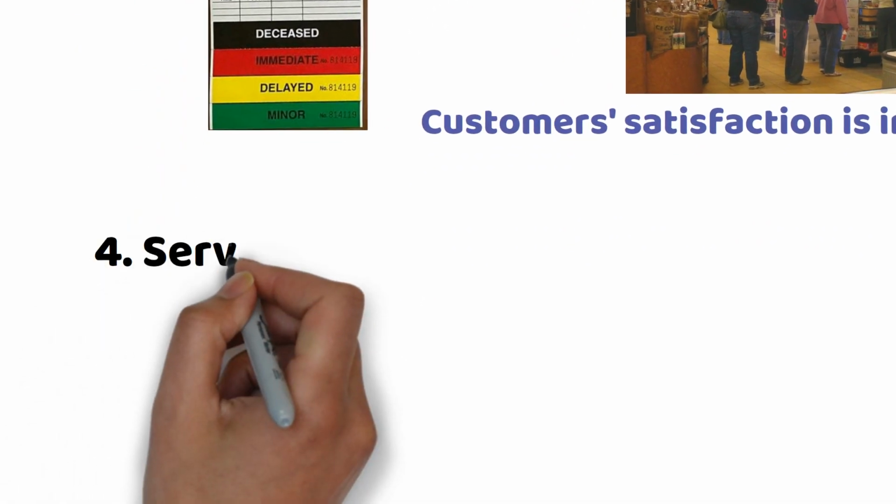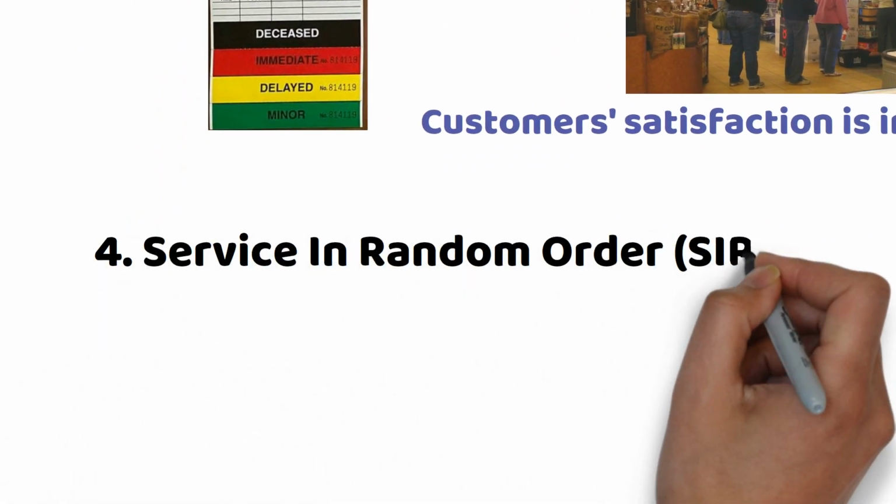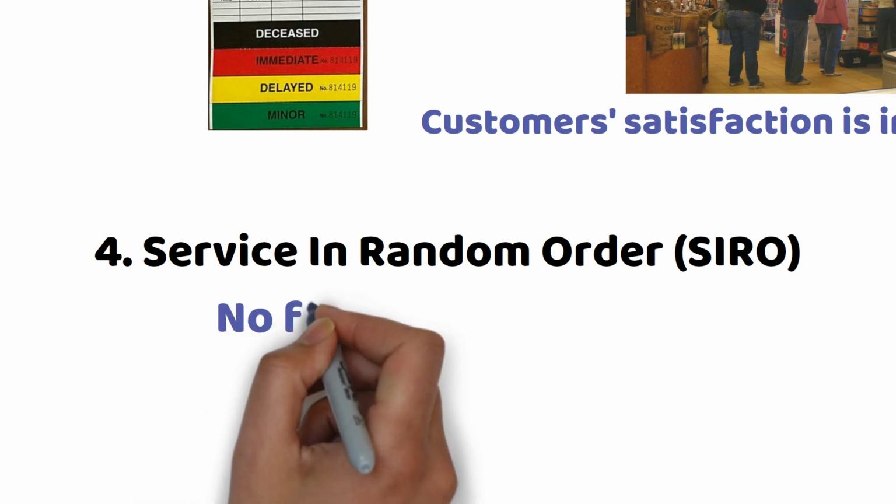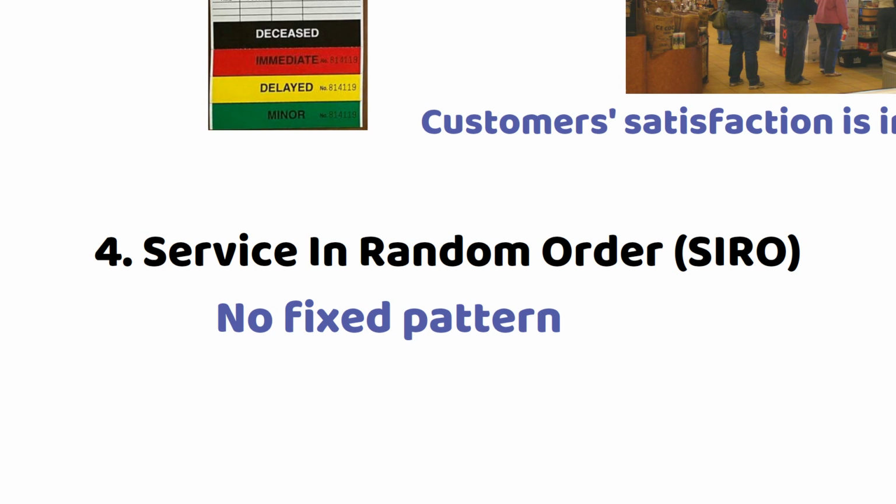Number 4. Service in random order or SIRO. In this discipline, there is no fixed pattern to provide the service. Customers are selected for service at random, irrespective of their arrival in the service system. In this, every customer in the queue is equally likely to be selected.